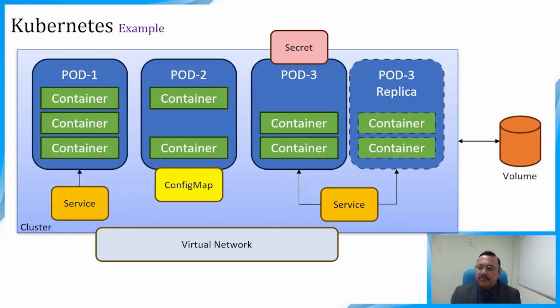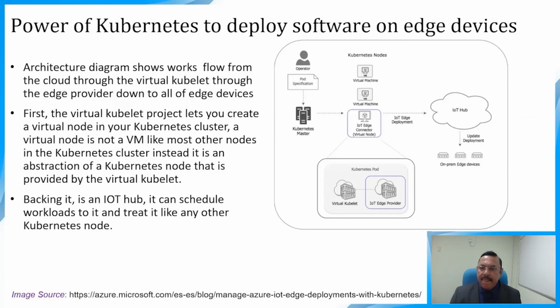Stateful sets are useful for applications that require one or more of the following: stable, that is unique, network identifiers; stable, that is persistent, storage; ordered, that is graceful, deployment and scaling. Ordered means automated rolling updates. So, with the concepts discussed so far, we can deploy applications on a Kubernetes cluster. This is the power of Kubernetes to deploy software on edge devices.